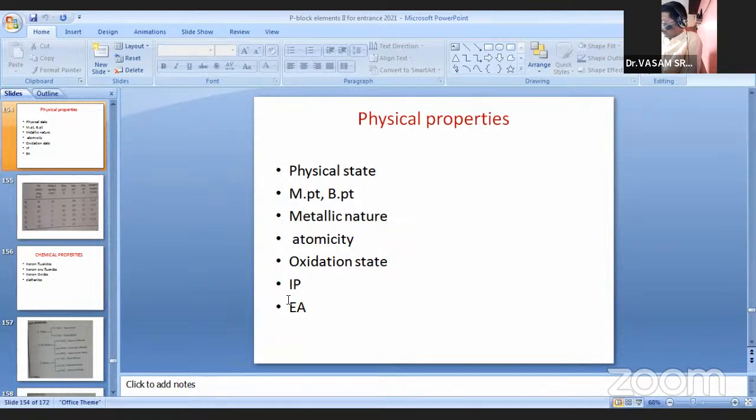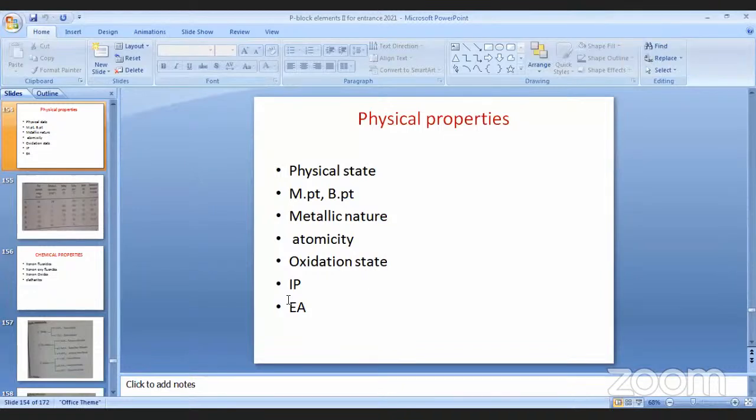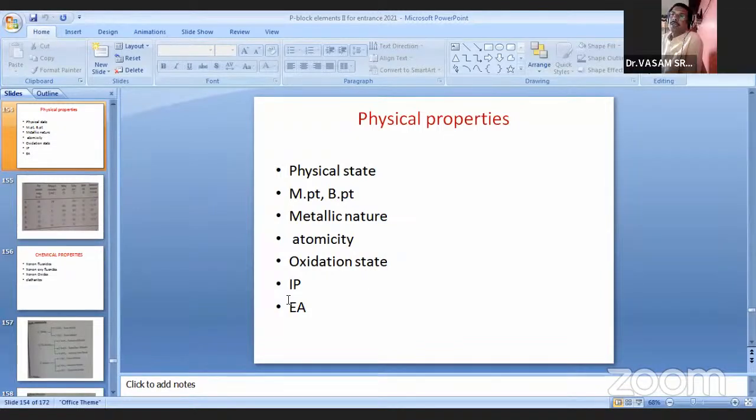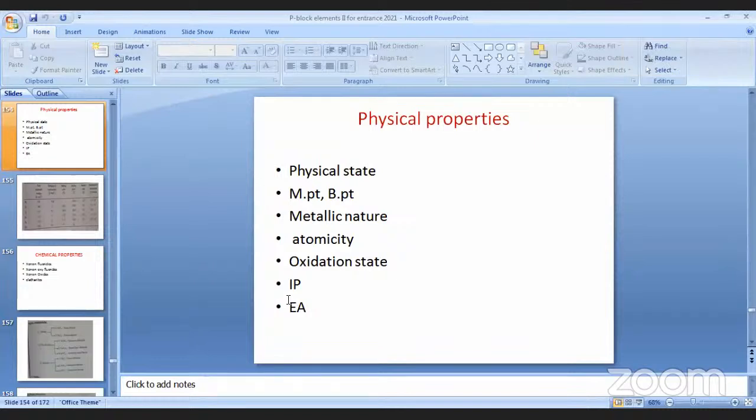Tomorrow they will ask in a question: why are noble gas elements called zero group elements? What does zero mean? The noble gases are already filled with electrons, 8 electrons. No need of extra electrons. Therefore, no need of extra electron. That's why electron affinity is equal to 0. Therefore, they are called zero group elements. Okay?